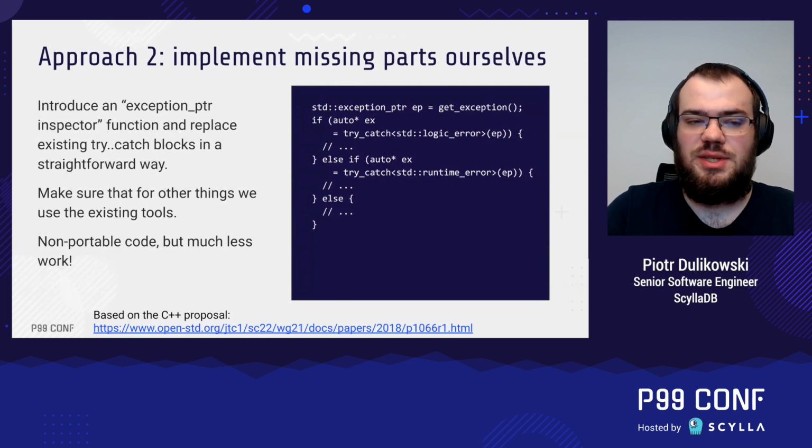It was much less work to do than the previous approach, as we only had to get rid of try-catch blocks and make sure that exceptions are propagated using the existing non-throwing primitives. While the solution is not portable, we use and support only a single toolchain at a time to build ScyllaDB, and it works for us.